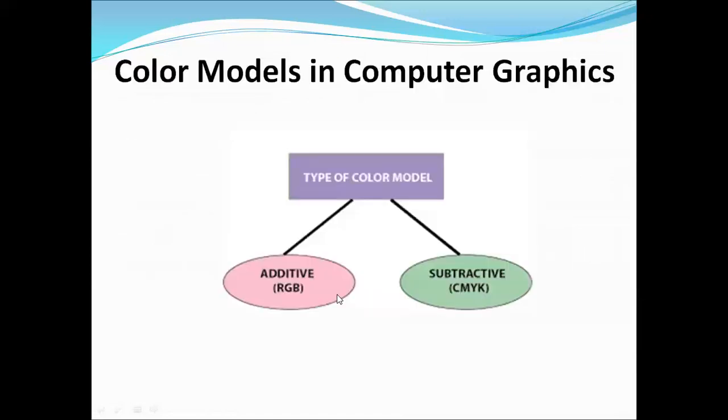Next one. There are two different types of color models available in computer graphics. Basically, I told you RGB and CMY are the two basic color models we implement in computer graphics. RGB comes under the category of additive and CMYK comes under the category of subtractive. Let me see these one by one.